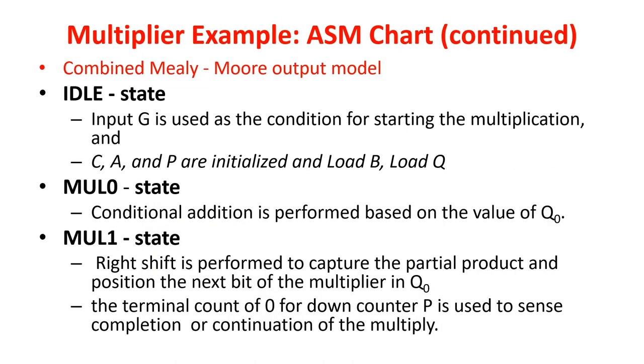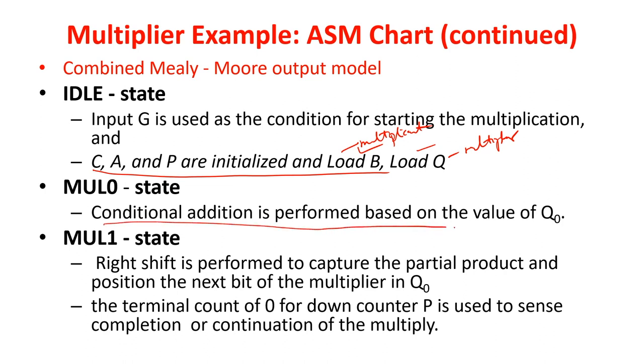In the idle state, input G is used as the condition for starting the multiplication, and C, A are initialized, and B and Q are loaded. This one is load B, which is the multiplicand, and this is the multiplier being loaded. In the mul 0 state, a conditional addition is performed based on the value of Q0, the current bit of the multiplier. Every time we are shifting, that is why the current bit changes, and we check only Q0. And in the mul 1 state, we do the right shift operation, capture the partial products, and position the next bit of the multiplier at Q0.